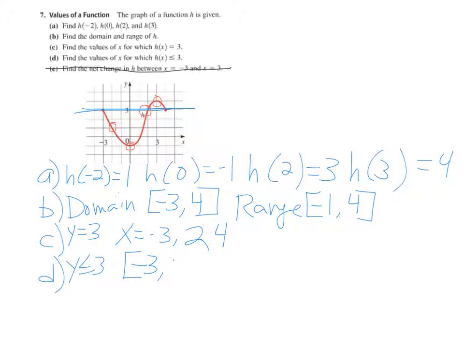And then it hits the blue line. And then we have one more, just a single dot, when y is less than or equal to 3, and that's at the point 3, 4. So x equals 4 would be another value when y is less than or equal to 3. And then we're not going to do part E.